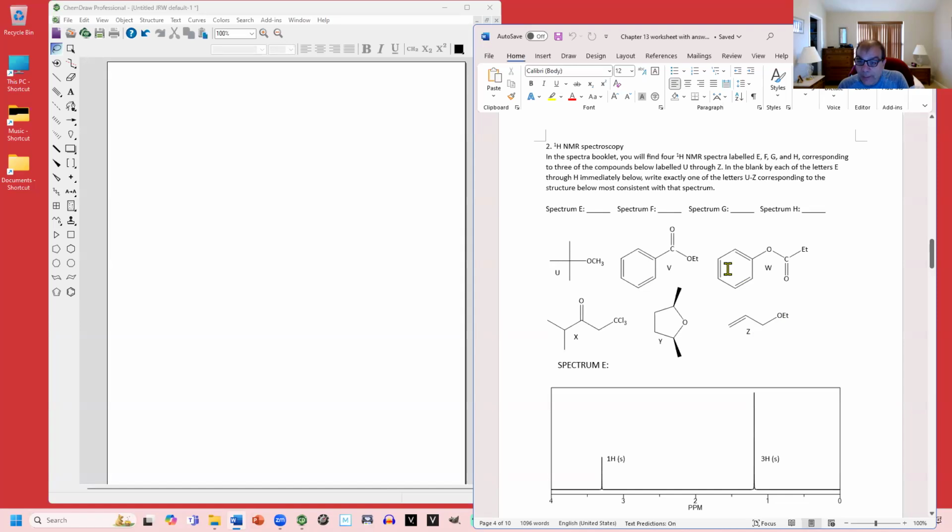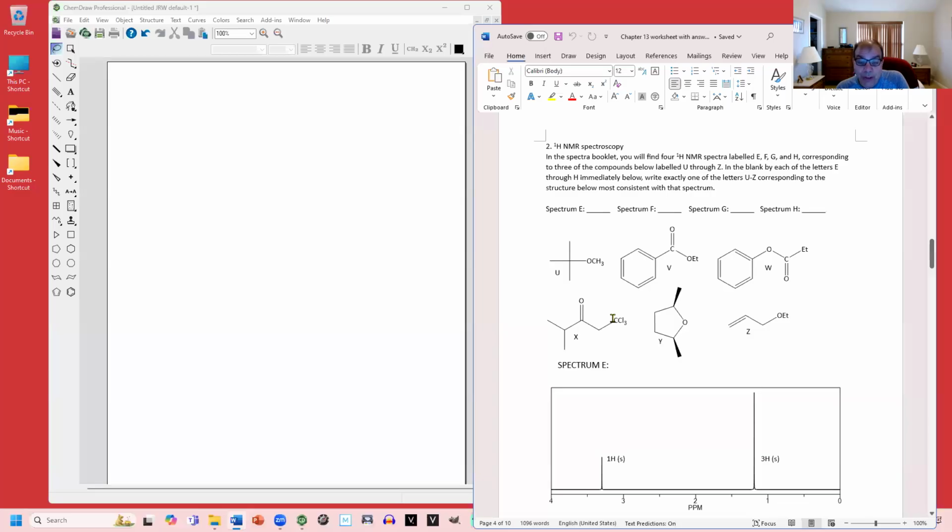And we can eliminate compounds V and W because they will have aromatic hydrogens. They both have aromatic rings. Aromatic hydrogens are usually around 7 parts per million, maybe 7.5. And there's nothing nearly down that far. So it must be compound U, and compound U matches very well.